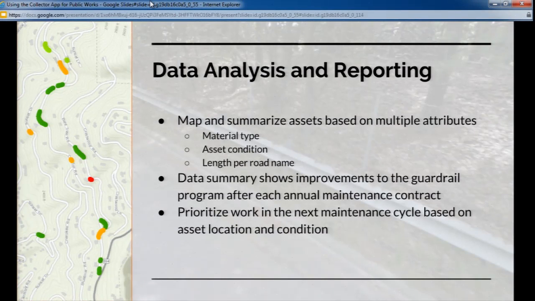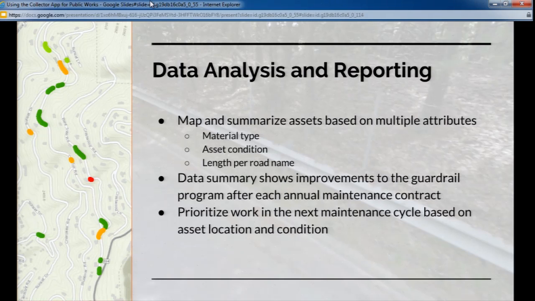Then we were also able to prioritize the remaining work left in the inventory, by prioritizing the work based on the location and the condition of the assets, because this was part asset inventory and part condition assessment. So we were able to reduce costs of mobilization when we contracted out the next batch of work to say, let's work in the east side of town or the north side of town.